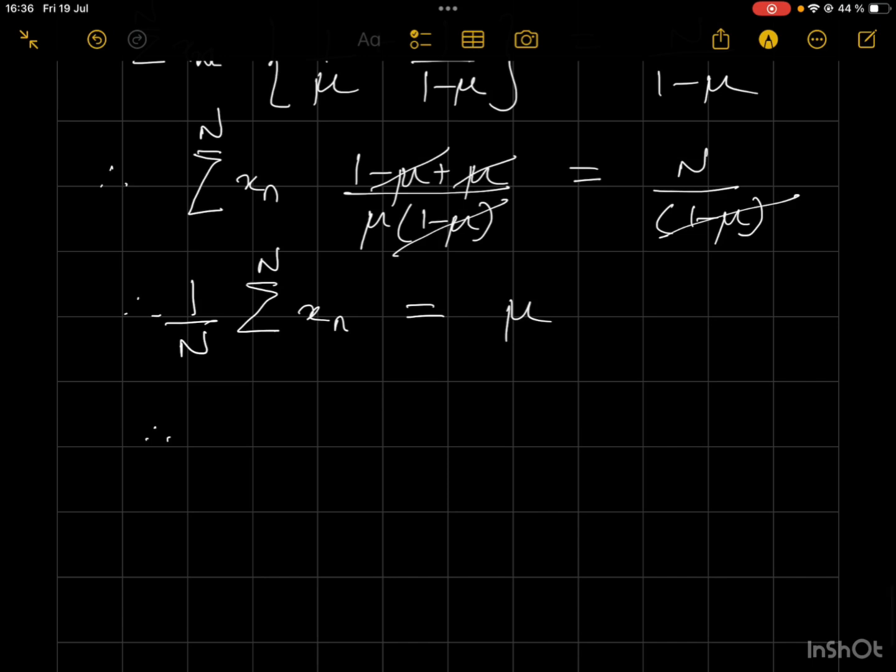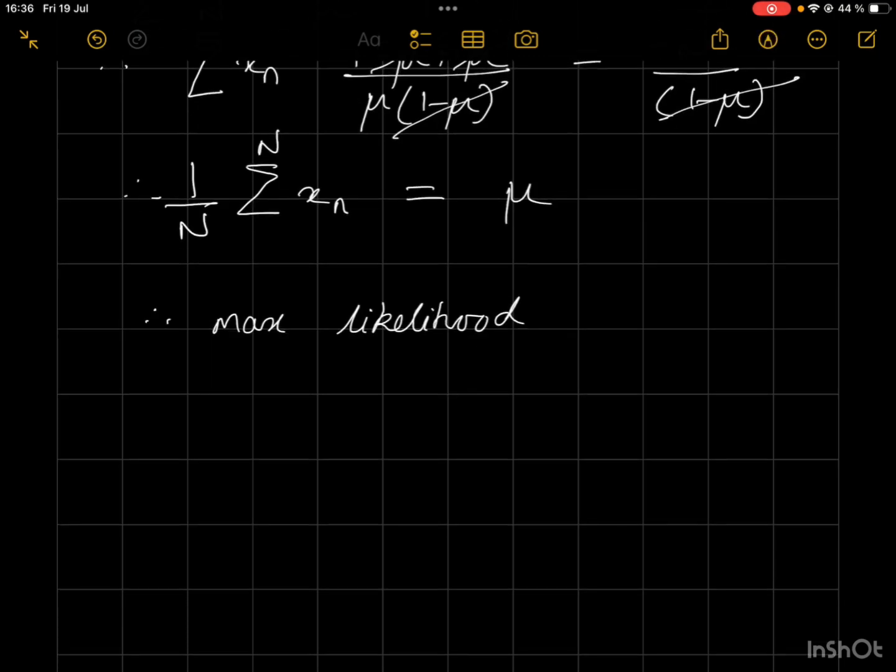Therefore, the maximum likelihood for the Bernoulli distribution is going to be mu maximum likelihood is equal to the mean across all observations.